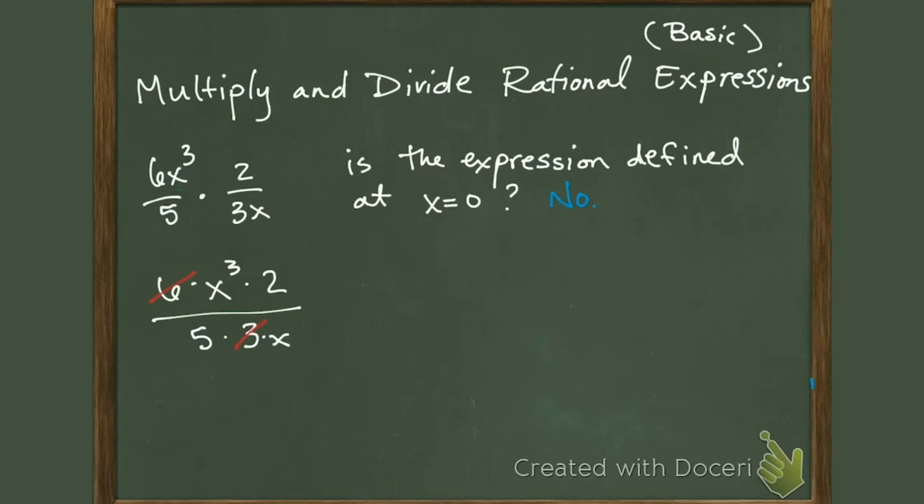6 over 3 cancels to 2 and 1, right? And then with the x's, where there are more x's, the top or the bottom? This is an invisible 1 right here. So there's 3 on top and 1 on the bottom, which means there are 2 more on the top. So I'm going to rewrite everything and clean it up. 2 times 2 is 4, and then I have an x squared. And what's in my denominator? Everything's canceled out except for the 5. So this is my answer right here.